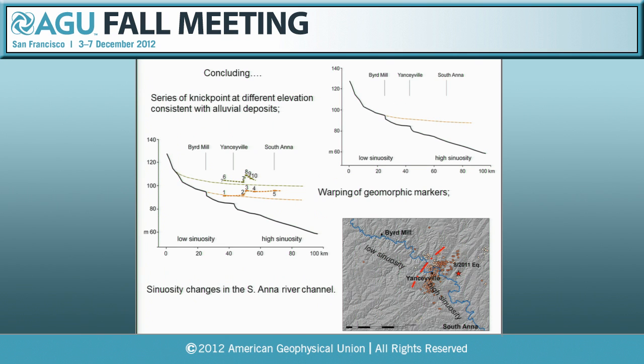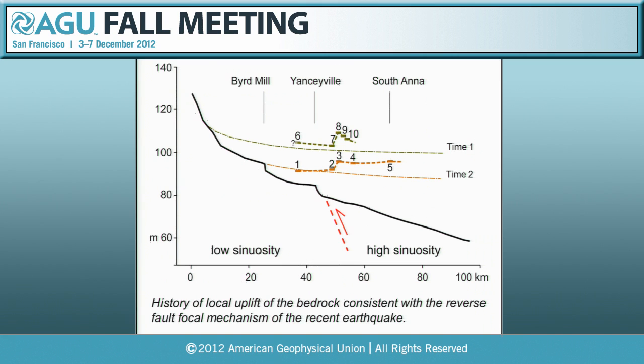So if we put it all together, we have a series of nick points at different elevations that is consistent with alluvial deposits. We have warping of geomorphic markers, and we have the change in sinuosity across this line. Everything is consistent with a history of local uplift that can be related to the movement of a fault that is very much consistent with whatever has been illuminated by the aftershocks in the Virginia earthquake, and that testifies to a long history of uplift of the footwall of this fault.